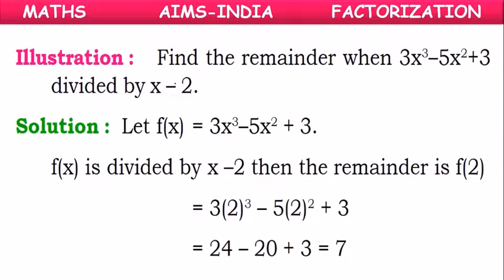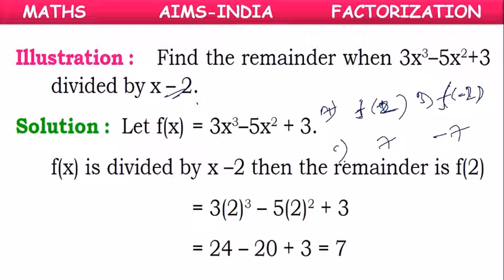So if this question is given as an objective question, children, they may give options. What is the remainder? F of 2 is the remainder. F of minus 2 is the remainder. 7 is the remainder. Minus 7 is the remainder. Like that, they may give 4 options. In multi-correct answer type questions, they will give questions like this, and they may give 4 options. In this case, f of 2 is the remainder, A option is correct. 7 is the remainder, C option is correct. You can have 2 options.